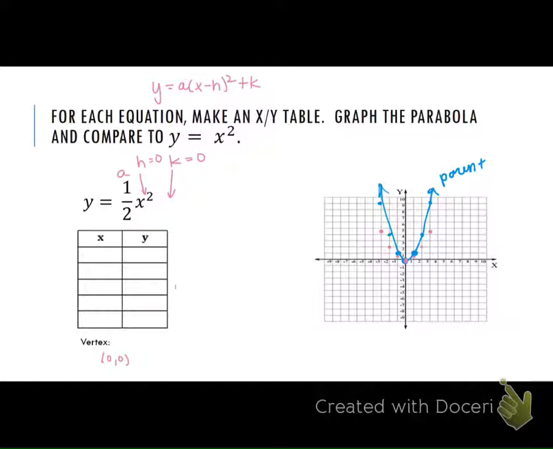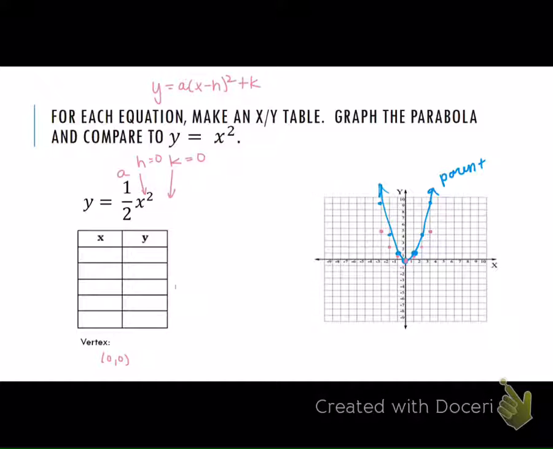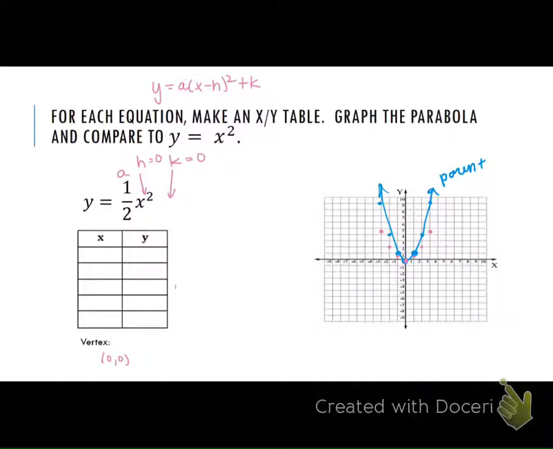But if we go out 4, what will we go up typically? 16. Can we take half of 16? 8. Does that fit on my graph? Yeah, so we're going to keep going until stuff does not fit on our graph anymore. Just to give us more points to work with to see what this shape really is.